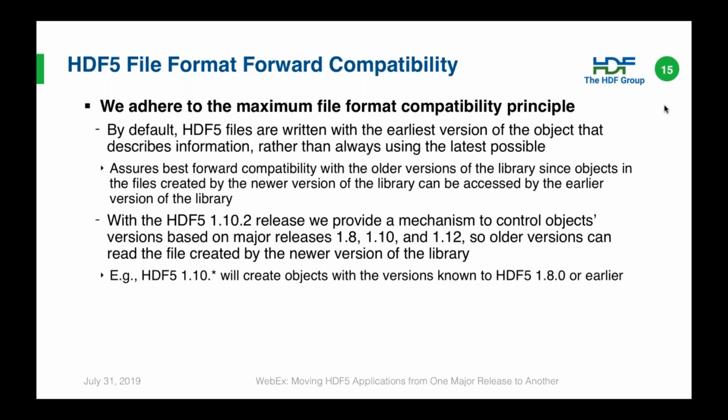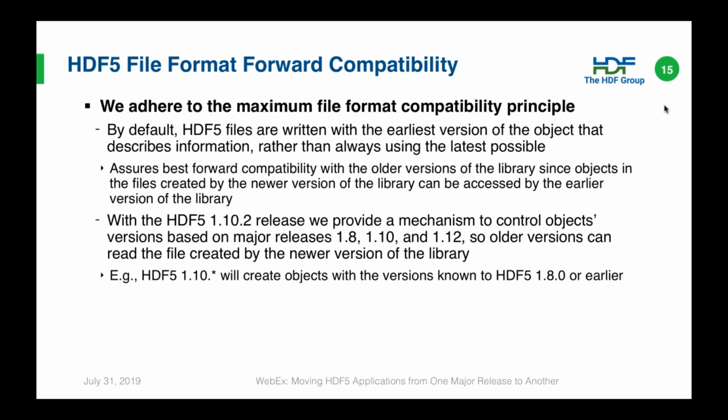Say you have MATLAB that is linked with an old version of the library. You use a new version of HDF5, or you got files created by new versions. They still can be read by some tools that link with the earlier versions. In 1.10.2, we finally provided a mechanism to control object versions based on the major releases of 1.8, 1.10, and 1.12. And going forward, we will be paying more attention to backward and forward compatibility testing to assure this file format forward compatibility.